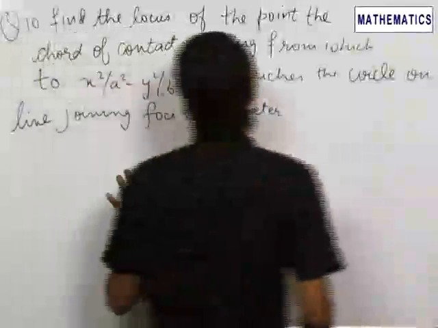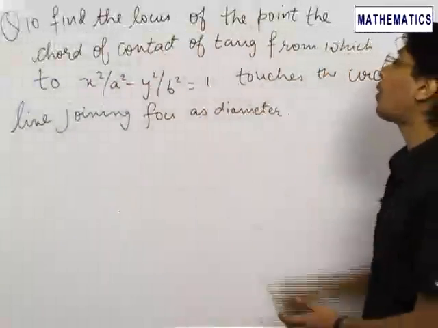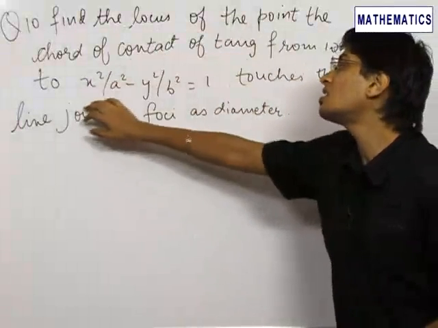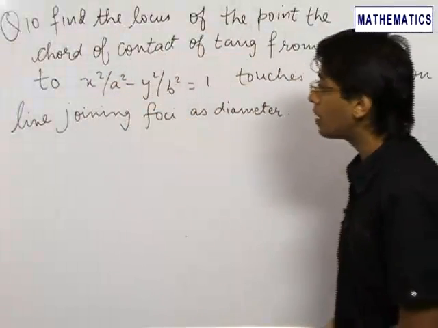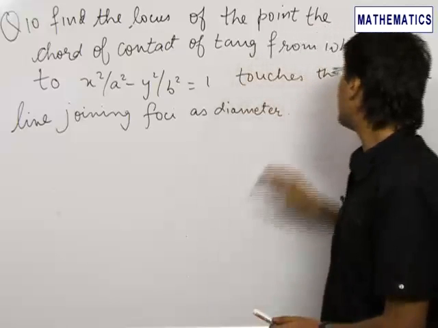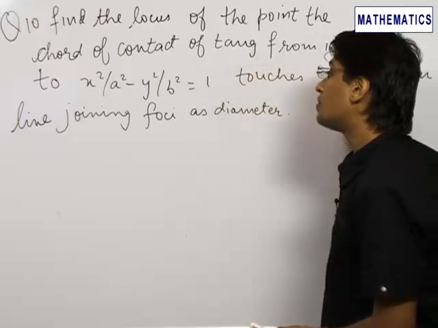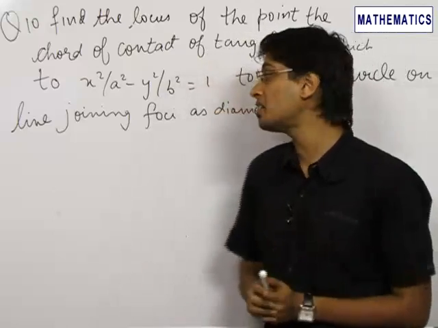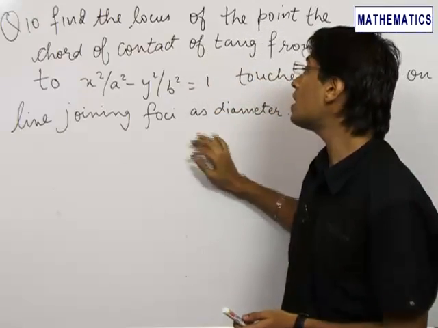In our 10th problem, we need to find the locus of the point, the chord of contact of the tangents from this point to the hyperbola x square by a square minus y square by b square is equal to 1, touches the circle which is made having diametrically extreme points as the two focus of the hyperbola.